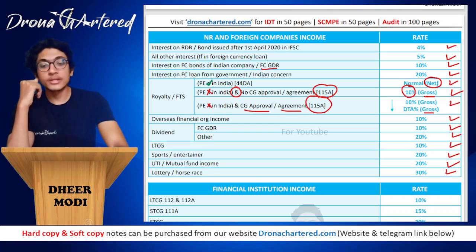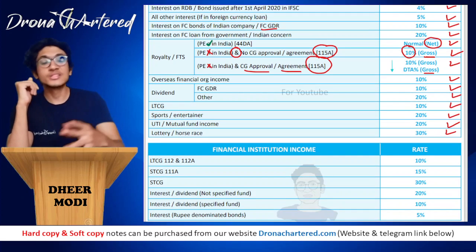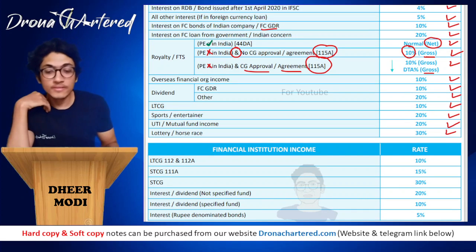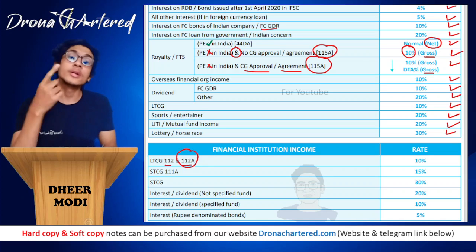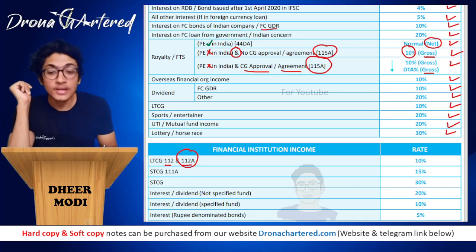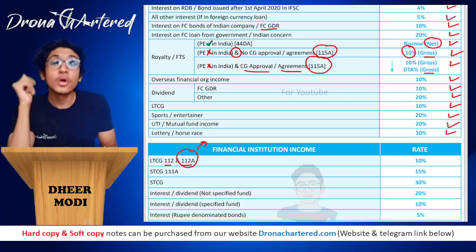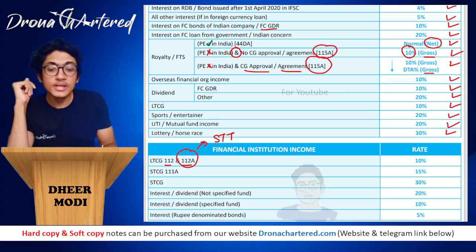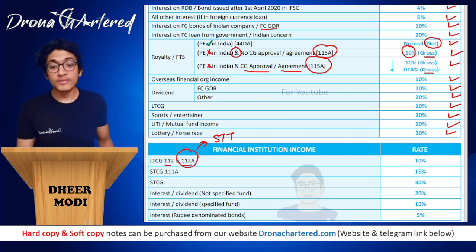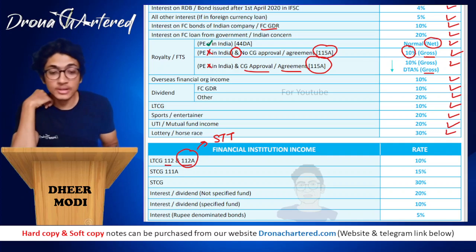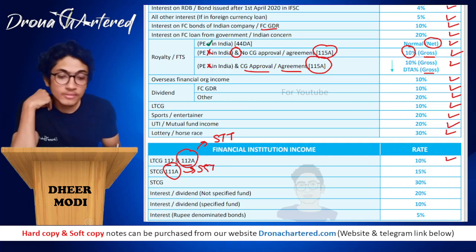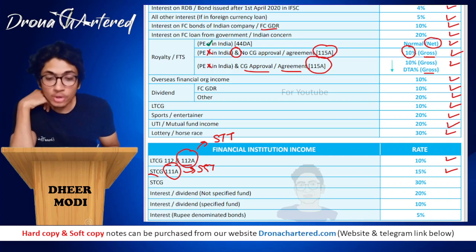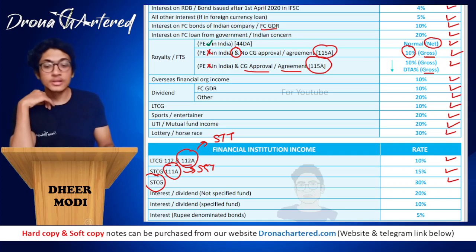Okay, so this was your tax rate for NR and foreign company. Now next is financial institution income, and with this we will be done with the chapter. So LTCG 112 and 112A, if you remember 112A, we have already done all of these sections while studying capital gain. So 112A is your long-term capital gain on your securities on which STT has been paid. Remember that there is a special provision for 112A, that is only the amount in excess of 1 lakh will be taxable. So over here your rate is 10%. STCG 112A, 112 is again the same, that is on which STT has been paid. This will be taxable at 15%, and your normal STCG will be taxable at 30%.